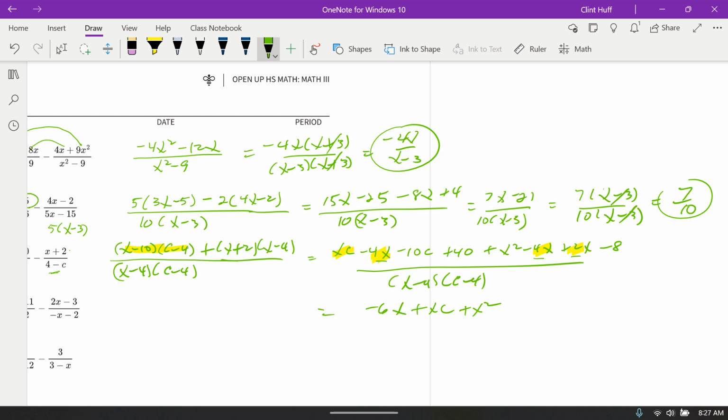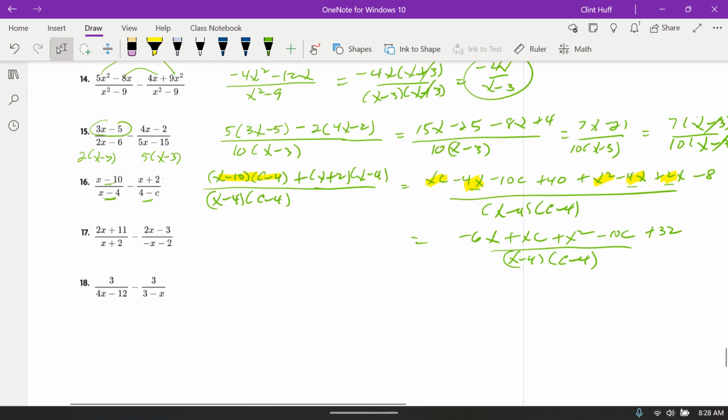And what else? I took care of the x squared, right? So I'm going to highlight that and get rid of that. It looks like I have 10c minus 10c, and I got a 40 and an 8, which is 32. And I think that's what I got. This is all over my common denominator, (x minus 4) times (c minus 4). Okay, I think that's correct.